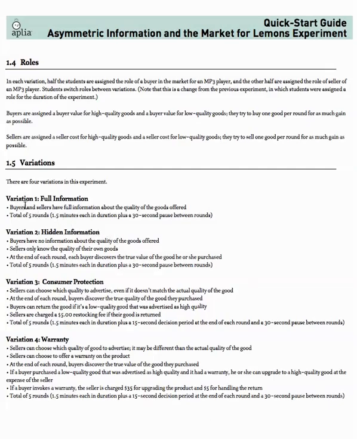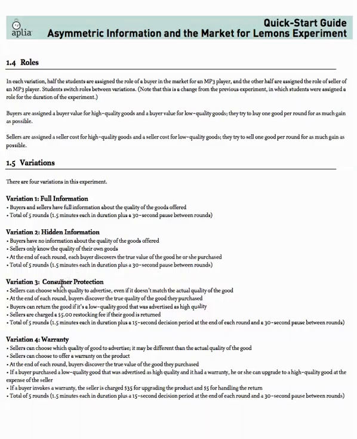The first variation will be full information. Buyers and sellers have full information about the quality of goods. It's 5 rounds there, 1.5 minutes each in duration, plus a 30-second pause between rounds. The second one is going to be hidden information. Buyers have no information about the quality of goods. Sellers only know the quality of their own goods, and at the end of each round, each buyer discovers the true value of the good he or she has purchased. There'll be 5 rounds for that, 1.5 in duration, 30-second pause.